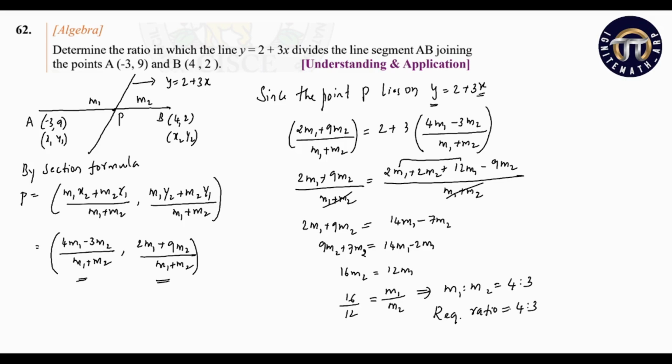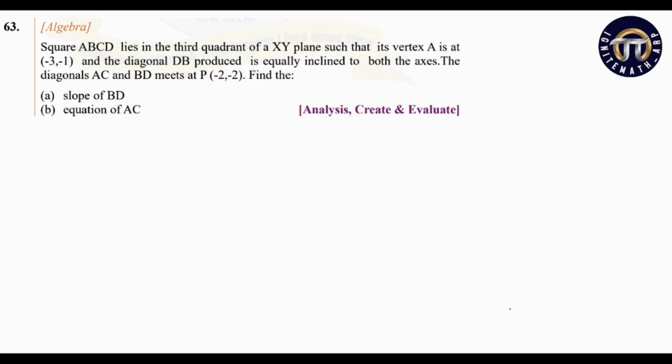Now let me take the next question, children. The square ABCD lies in the third quadrant of the XY plane. I will roughly draw an x-axis and a y-axis just to make you understand. Look at this: this is -1, -2, -3, -4, and over here it is -1, -2, -3, and -4. The point A is at the vertex -3, -1. -3, -1 would come over here.